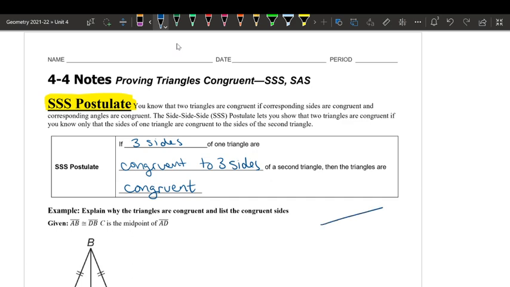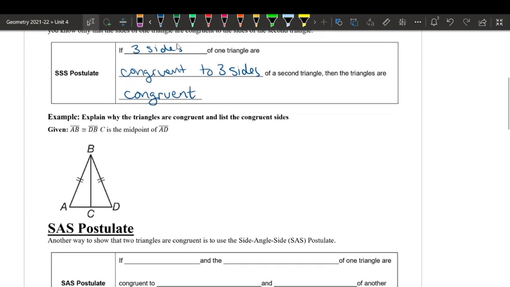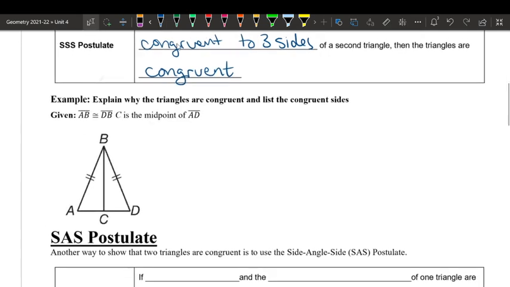Like if I have this one side, and if that one's that long, the only way to make a triangle is if it goes from this end to that end. And so whatever this angle is going to be, it's the same in the other triangle where those two pieces meet, and the same for the other two. So if all three sides are the same, the angles have to be the same. So I'm going to explain why the triangles are congruent and list their congruent sides.